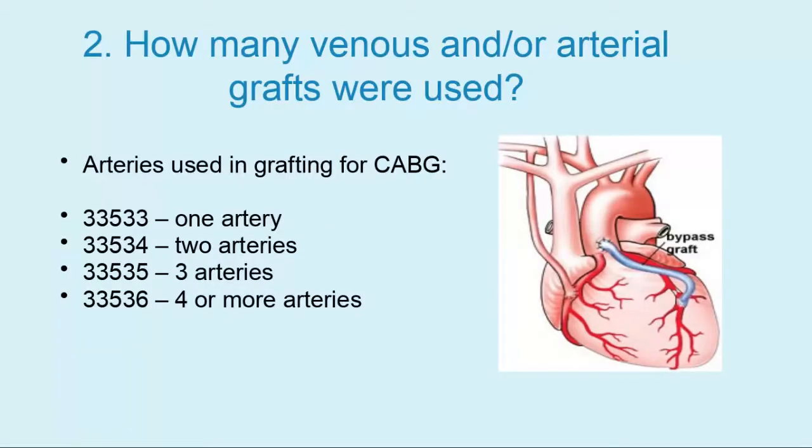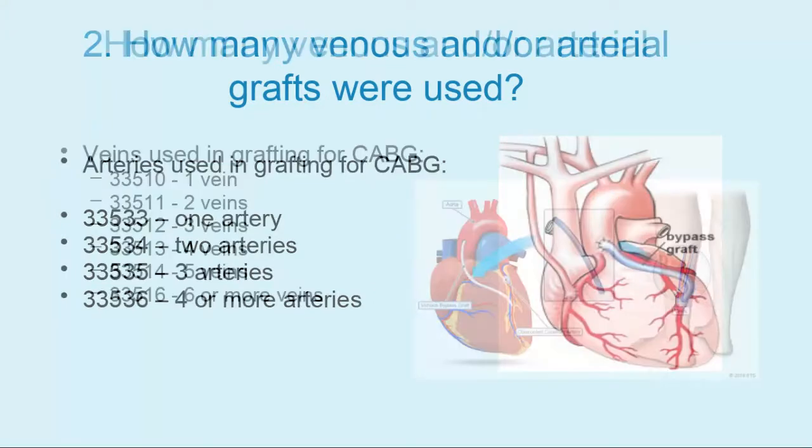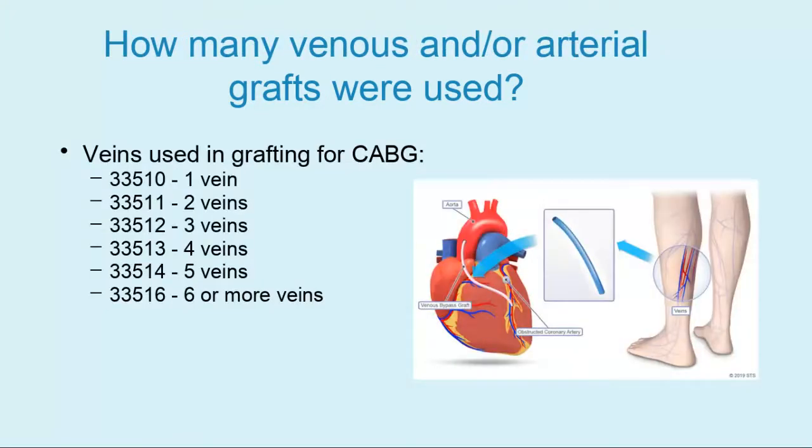So let's look at the second question. How many venous and/or arterial grafts were used? For arteries, there are separate codes based on how many vessels. So you have one artery, two arteries, three arteries, four arteries: 33533 to 33536. Now if it's only veins, you have a separate set of codes, and again it's 1, 2, 3, 4, 5, 6, beginning with 33510 to 33516.